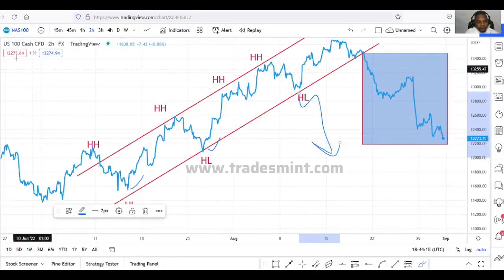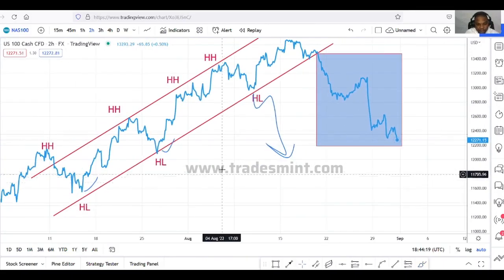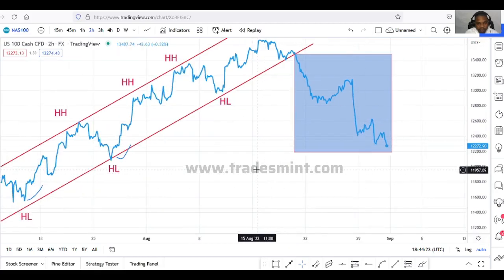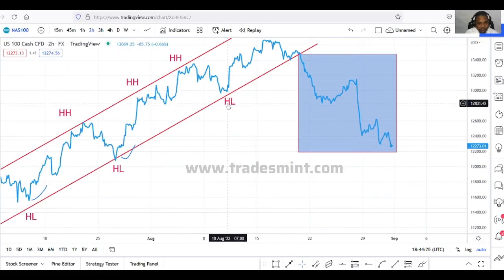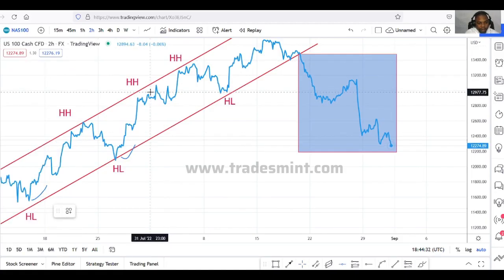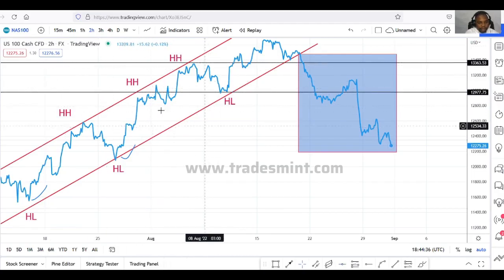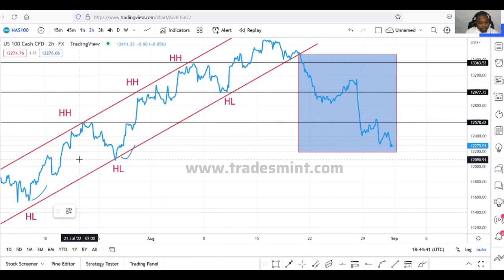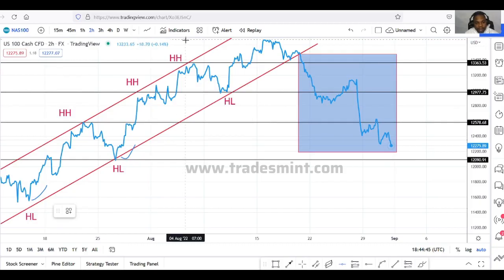So here we are. We're going back to our charts. This is NAS 100. And now, let me remove this. I want you guys to pay attention to this higher low. On the higher low, I'm drawing a support because it was acting as a support structure. I'm drawing a resistance on the higher high. I'm drawing a resistance there. I'm drawing a support there. I'm drawing a resistance there at the higher high.